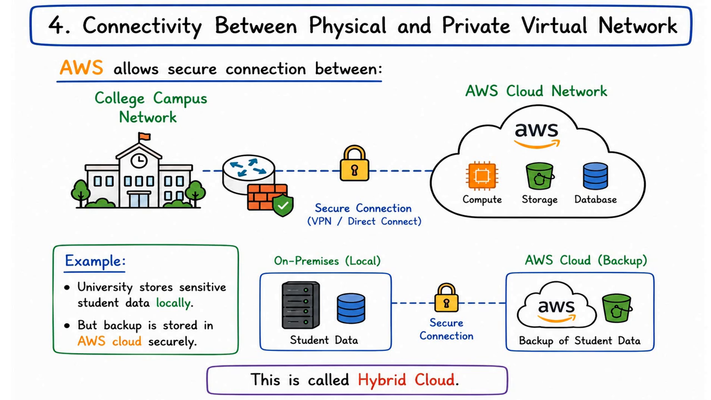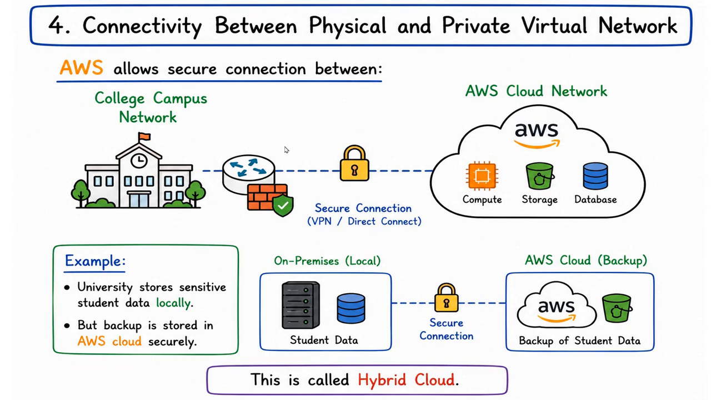Many organizations already have computer servers, databases, and campus networks inside their building. At the same time, they also want cloud storage, backup, scalability, and online access. And AWS allows both the systems to work together securely, through a secure connection.